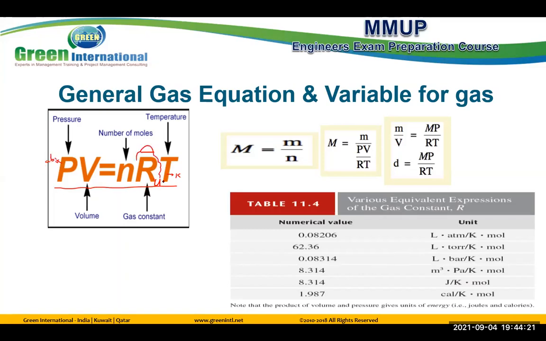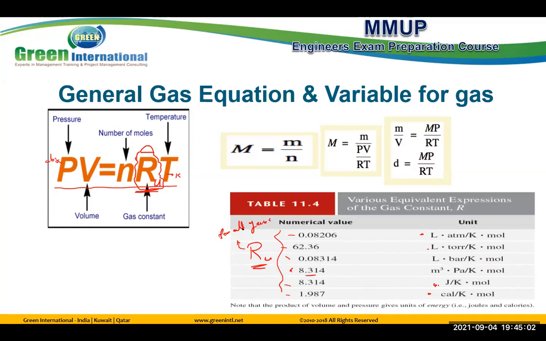R here is one value valid for all gases. This is the universal gas constant. For example, it is 8.314 joule per Kelvin per mole. The other values are equivalent to this value, but in different units, exactly the same, only different units. So all of this refers to the universal constant, and this R is one value valid for all gases. Okay.